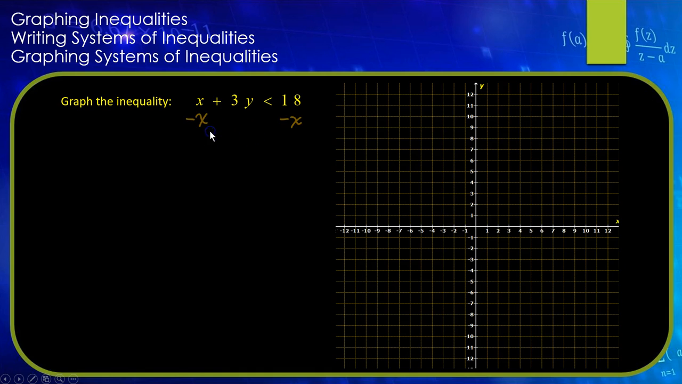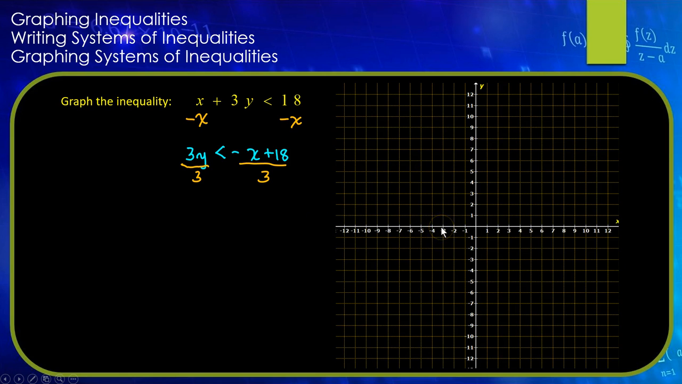So I'm going to subtract x from both sides, which gives me 3y is less than negative x plus 18. I'm going to divide both sides by 3. Now I have to make sure when I divide both sides by 3 that I'm dividing both terms on the right-hand side by 3. And it has to be done. A lot of times students forget to do that, and that's where some issues lie.